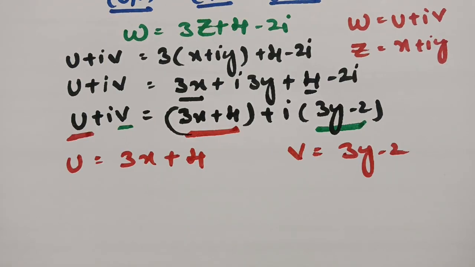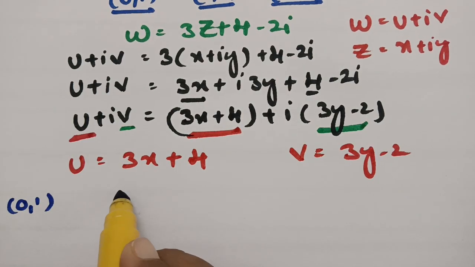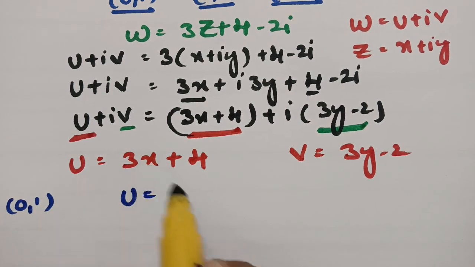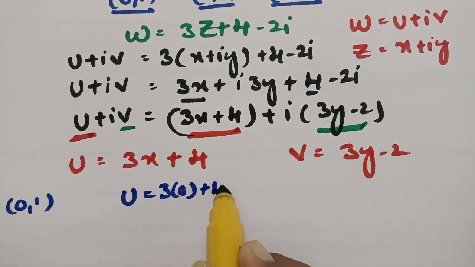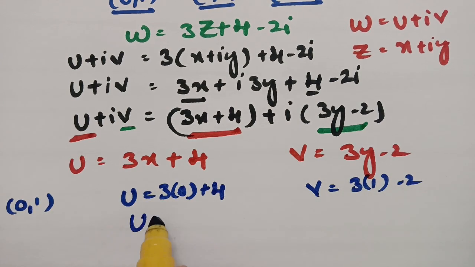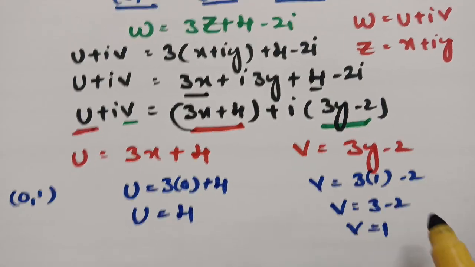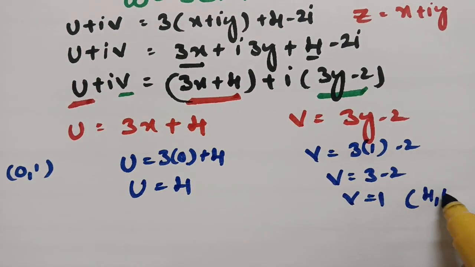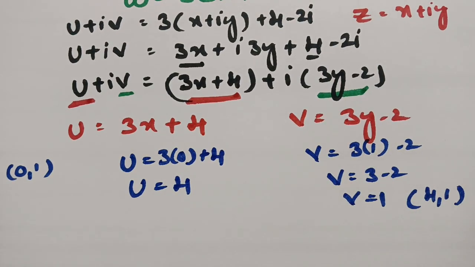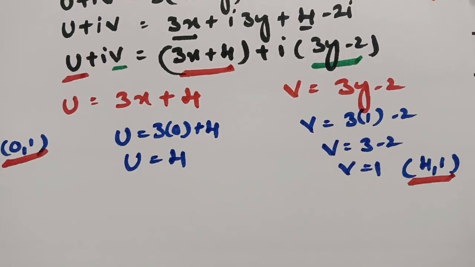See here, the points in the Z plane: (0, 1). If I substitute the values 0, 1 and see what happens. What will be our u value? In place of x, I substitute 0, so 0 plus 4. In place of y, I substitute 1, so this will be 3 into 1 minus 2. u is equal to 4 and v is equal to 3 minus 2, which is equal to 1. So we got the value (4, 1). In the Z plane we have (0, 1), and in the W plane we got (4, 1).